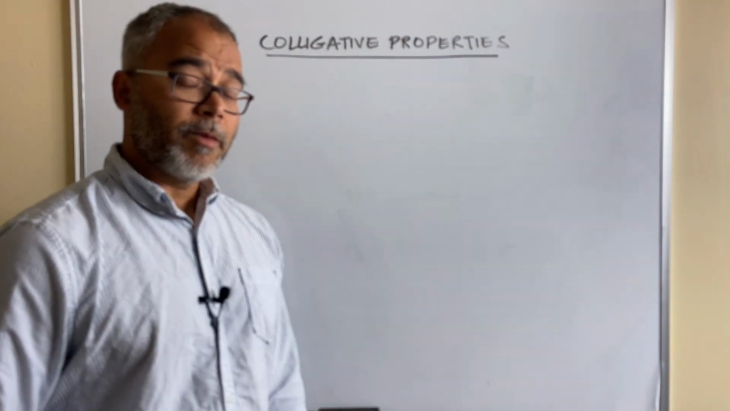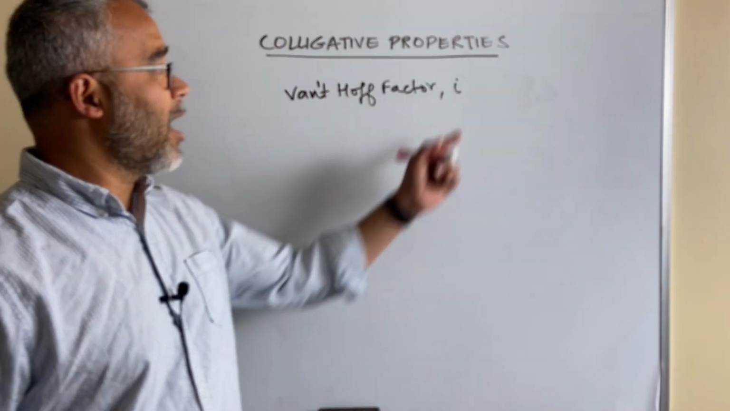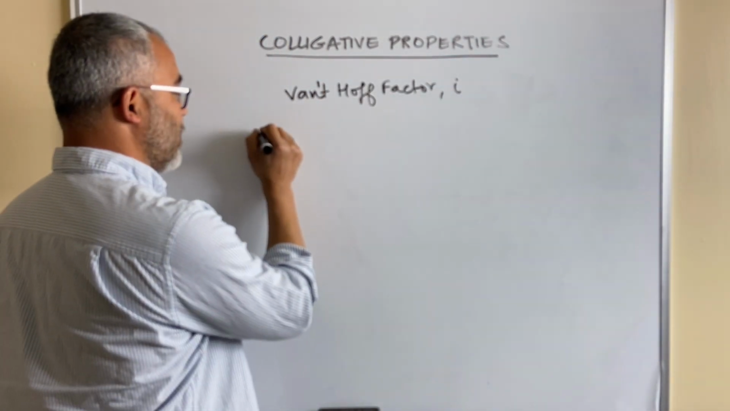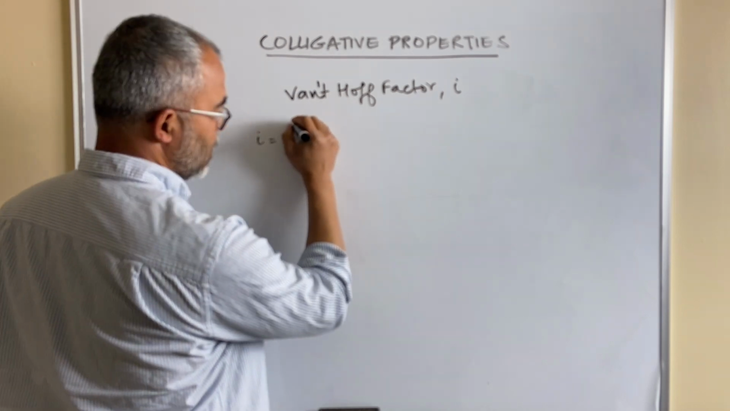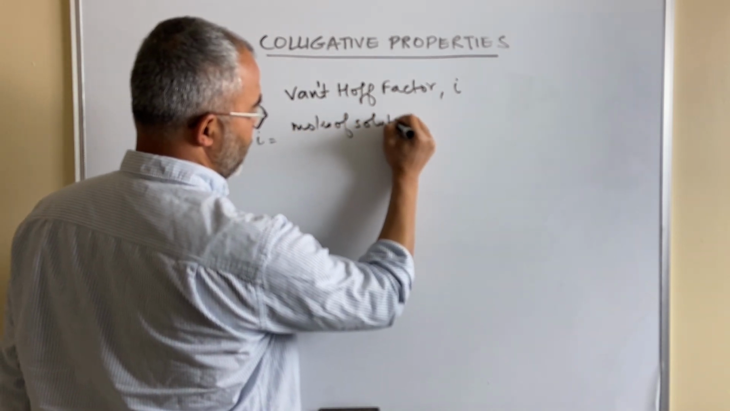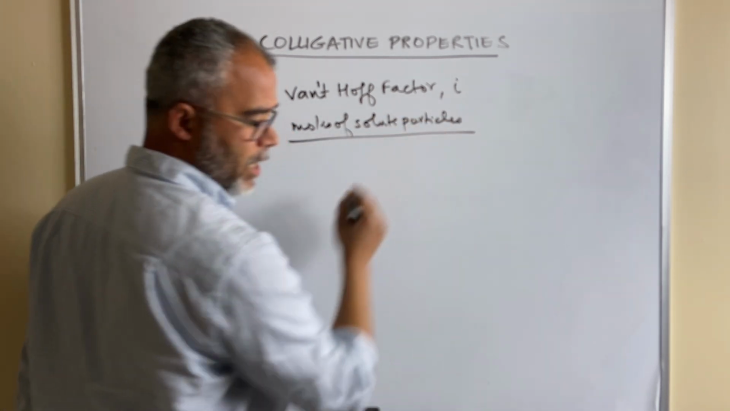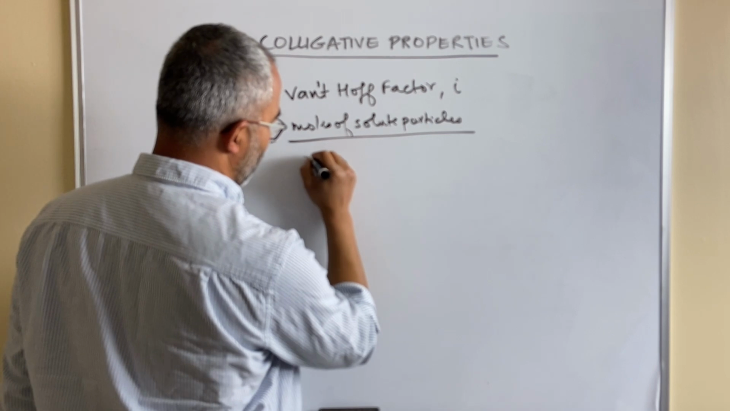Let's talk about the concept of a Van 't Hoff factor. Van 't Hoff factor is given by i. i is defined as the moles of solute particles divided by the moles of formula units.